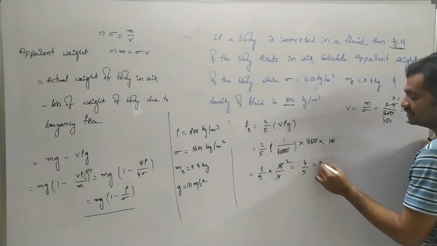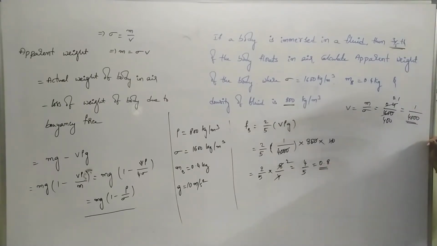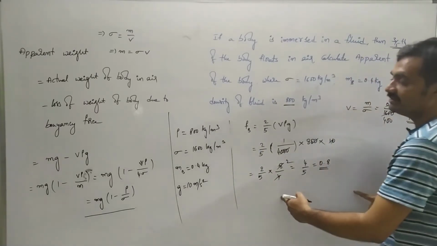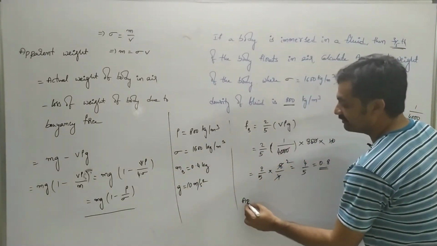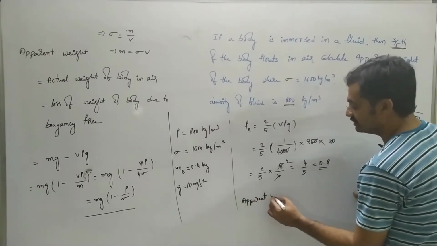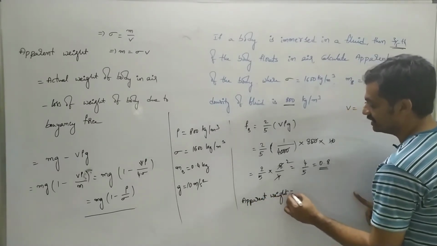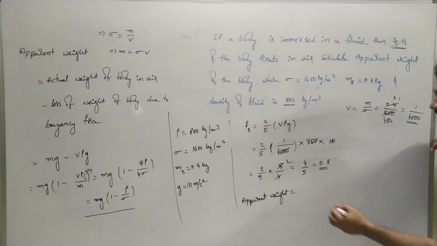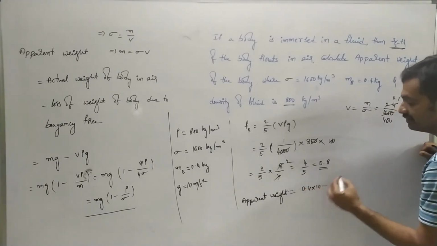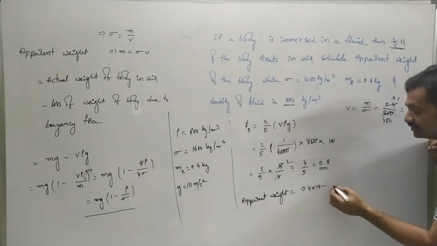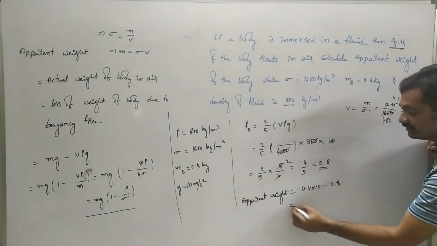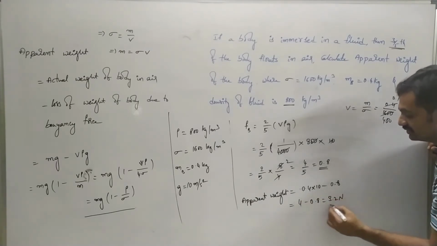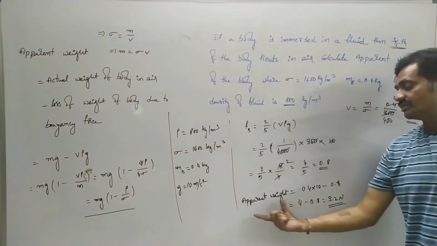Then after that, 0.8. This is the buoyancy force acting on the body. Now we have to represent the apparent weight, where apparent weight equals the actual weight minus the loss of weight due to the buoyancy force. The actual weight of the body is mass into acceleration due to gravity, 0.4 into 10, minus 0.8. 0.4 into 10 is 4, minus 0.8, which is 3.2 Newton. This is the apparent weight of the body within the fluid.